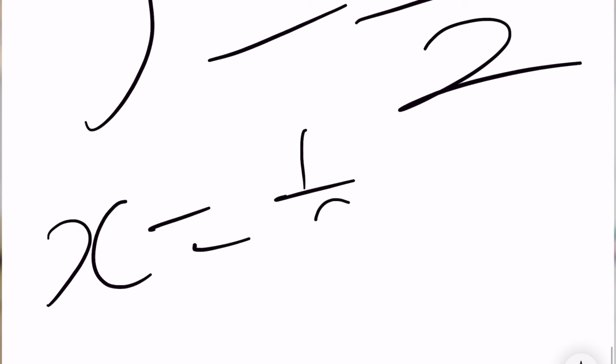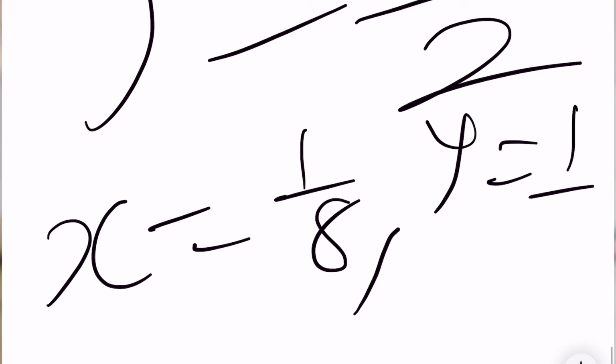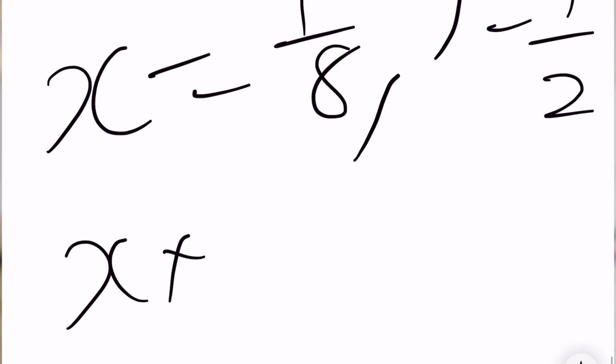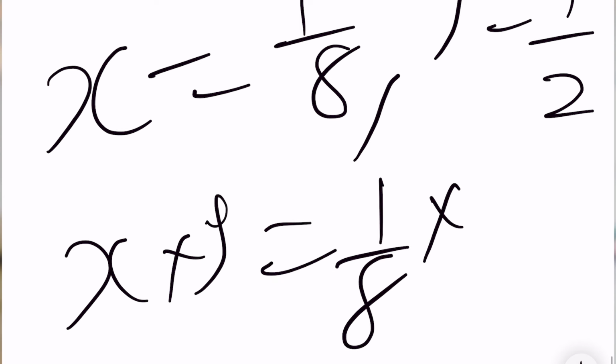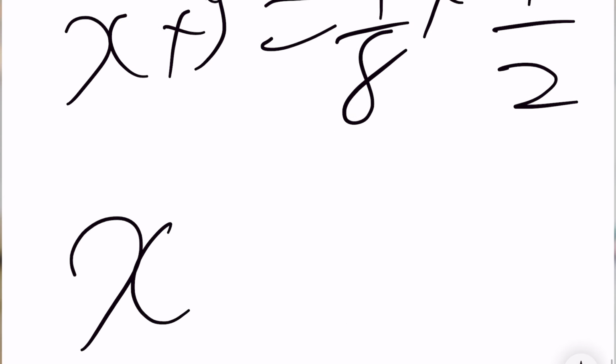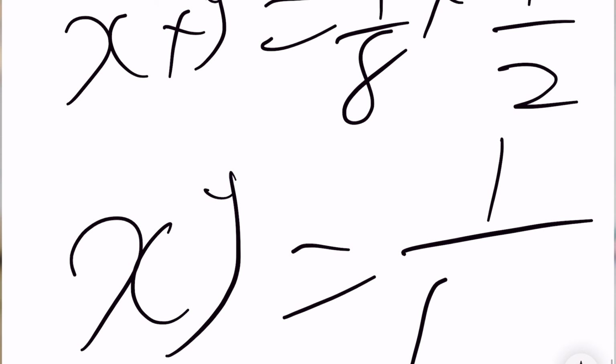So when we multiply x and y, our x is 1 over 8, and our y is 1 over 2. So that will now be x times y, 1 over 8 times 1 over 2. Our xy will now be 1 over 16. So for our geometric mean, the product of x and y is 1 over 16.